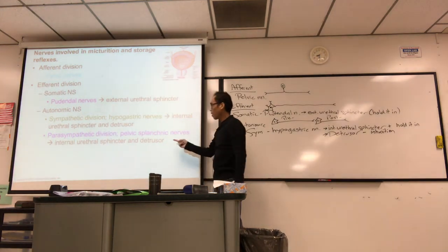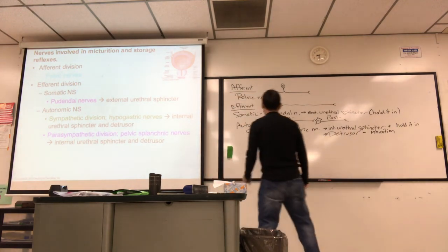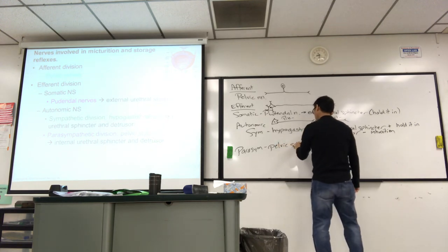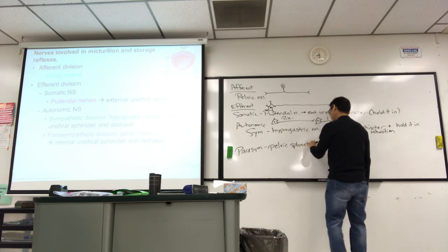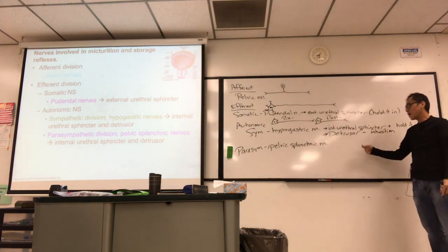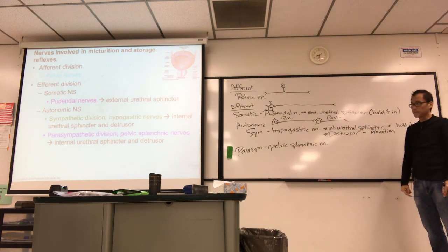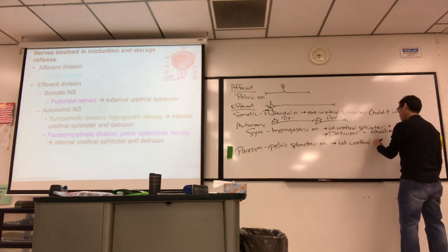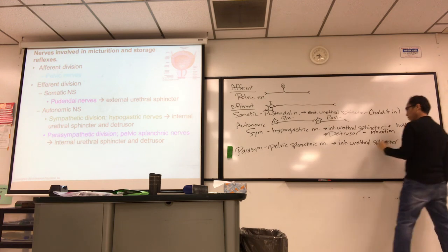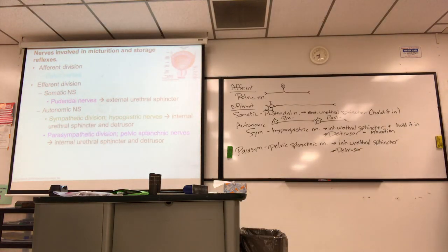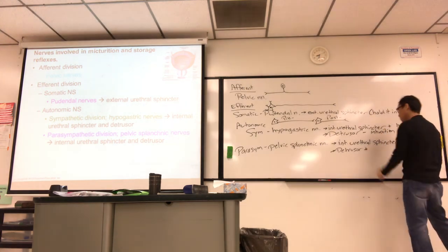And then the last nerve are pelvic splanchnic nerves. That's the parasympathetic function. They pretty much do the inverse. If sympathetic is going to help you hold it in, parasympathetic helps you void your bladder in urination. So I'm writing internal urethral sphincter again and detrusor again. And just do the inverse. Inhibit the sphincter, contract detrusor. Put negative sign, plus sign, just the inverse of the sympathetic response.